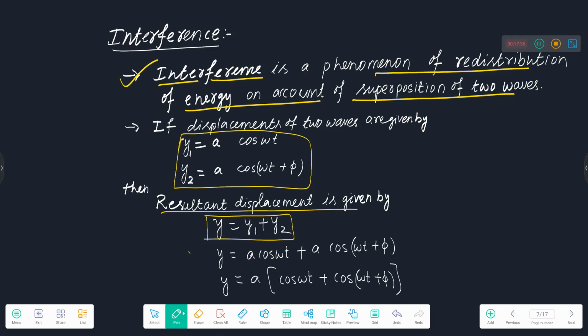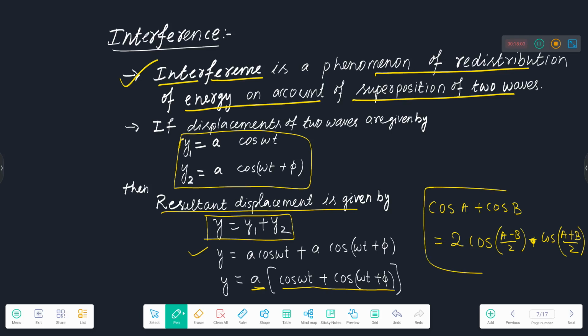Then I will substitute the values, and if I take A common, then I will get cos omega t plus cos (omega t plus phi). So how is it coming? It is coming like cos A plus cos B. And if you use the formula, it is 2 cos((A minus B)/2) into cos((A plus B)/2). Like this you can substitute and you can get. Okay. So this is your cos A plus cos B formula.